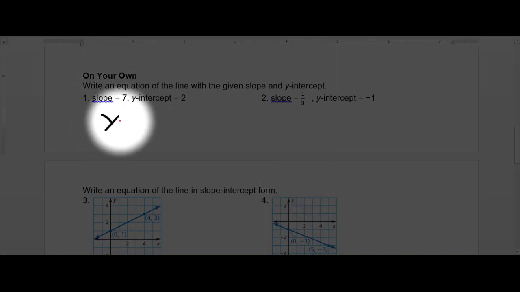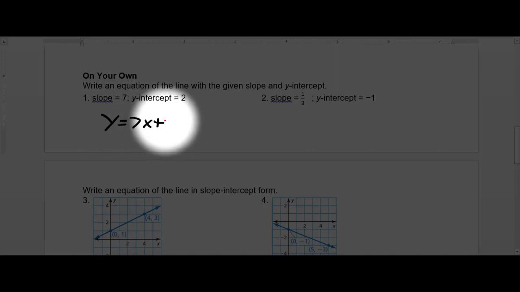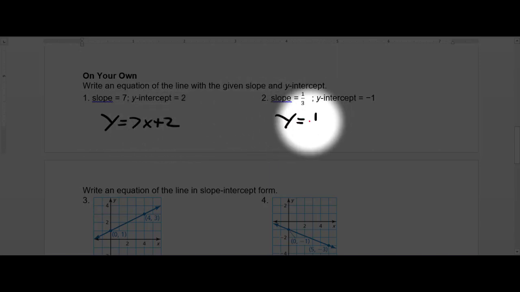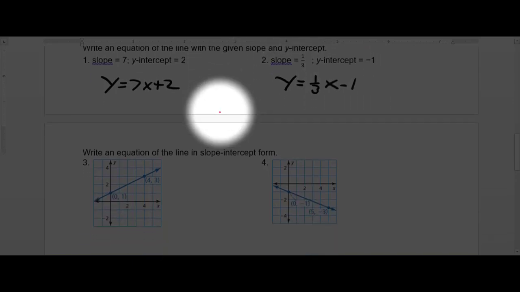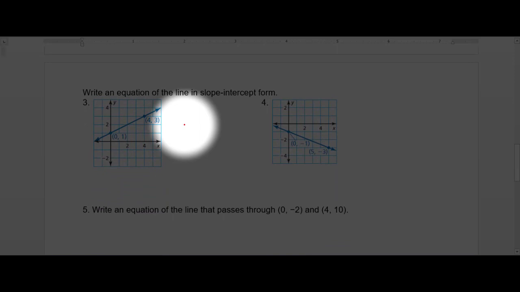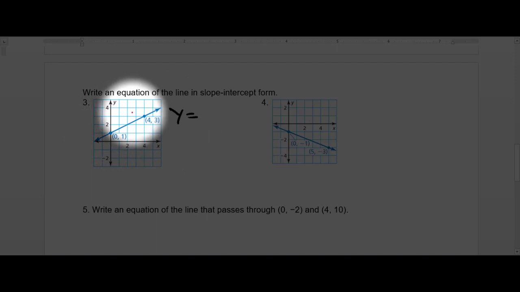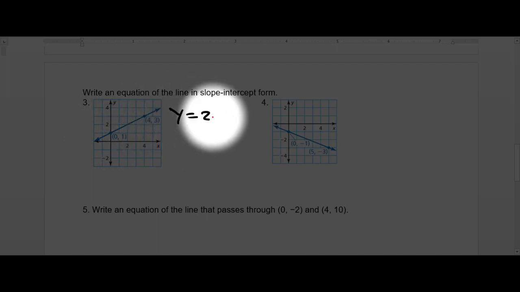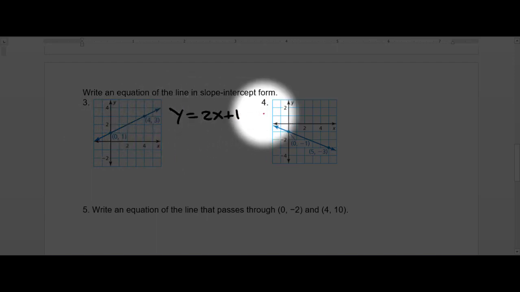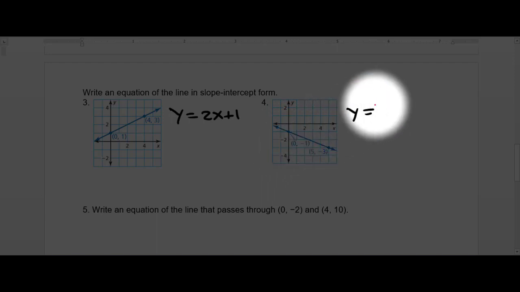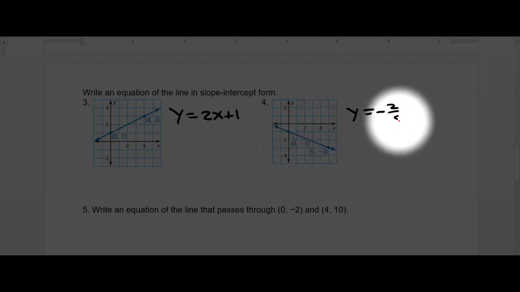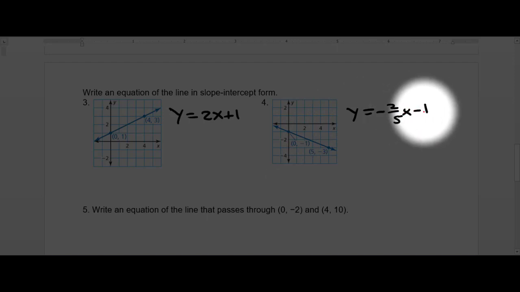I know this one's going to be y equals 7x plus 2. This one's y equals 1/3 x minus 1. Example number 3 of on your own, I'm going to have y equals, let's see, I'm up to 1, 2, 3, 4. So that's a slope of 2. And the intercept is 1, so 2x plus 1. And this one's going to be y equals, I'm going down 2 and over 5, so negative 2/5 x, and the intercept is negative 1, so that's a minus 1.